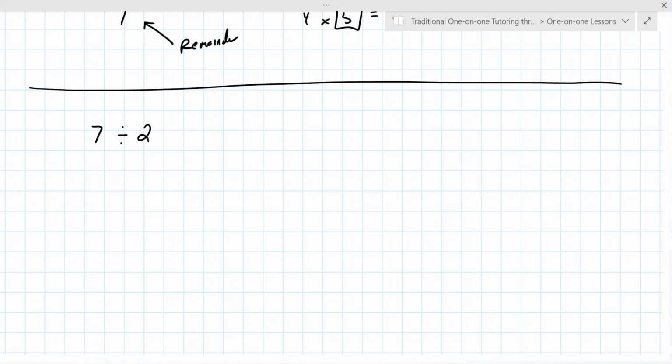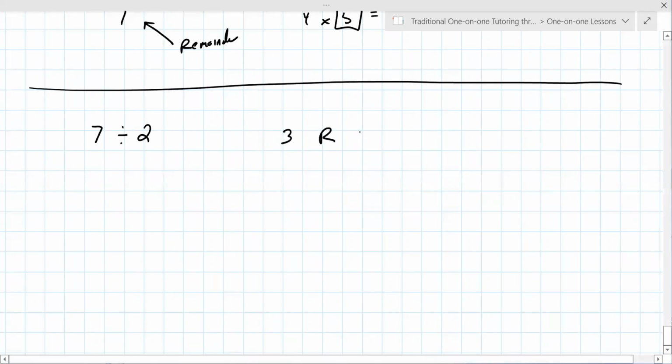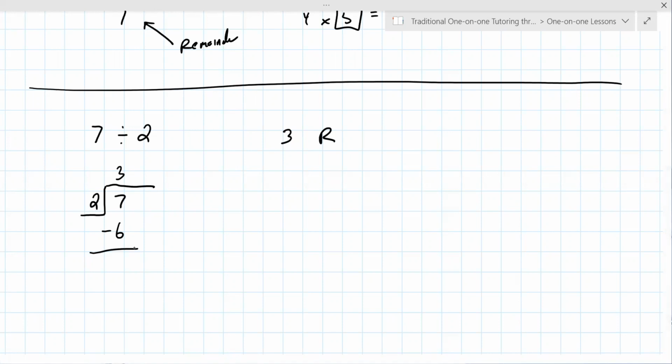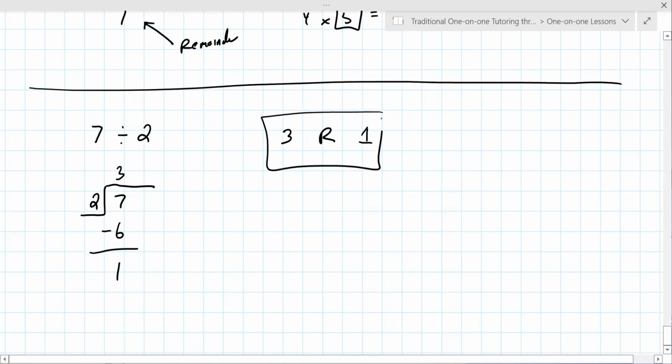So is it 3? It's 3, but what is the remainder? 3? No. Did you put the 2 outside the box and the 7 inside the box? Yeah. Okay, so 3 goes up here. What is 3 times 2? 6. And when you subtract, what do you get? 7 minus 6? 1. Yeah, so that's your remainder. It's 3 with a remainder of 1.